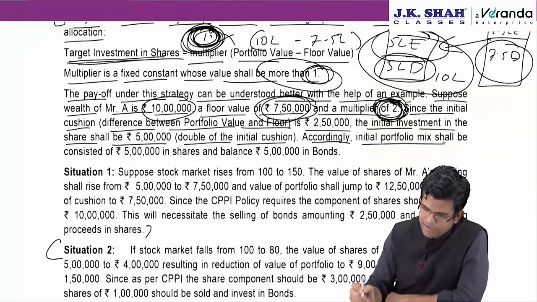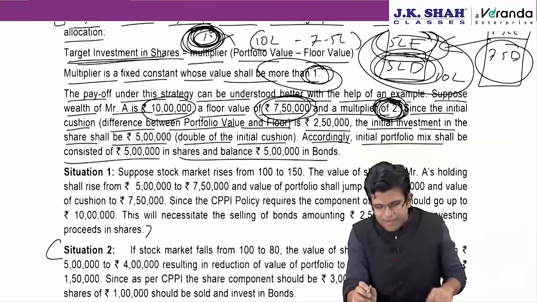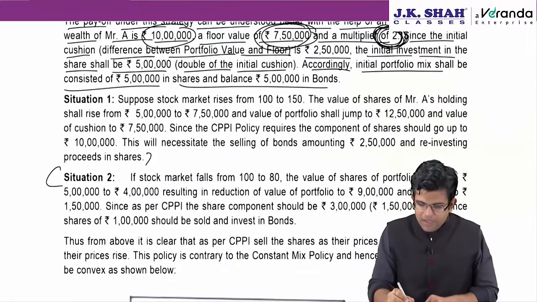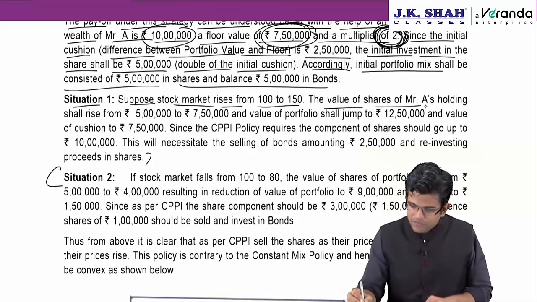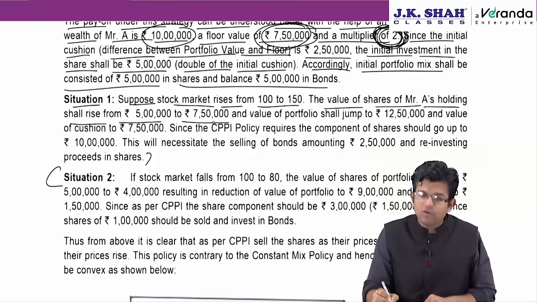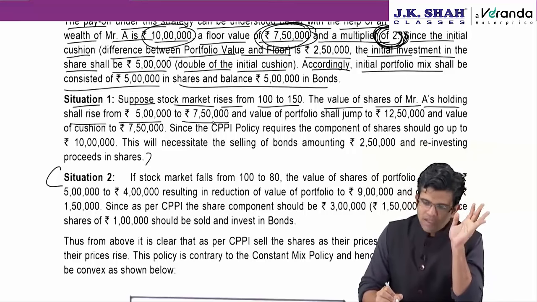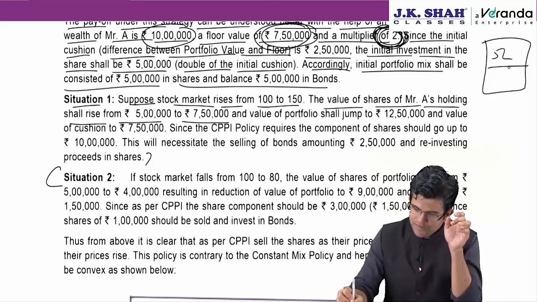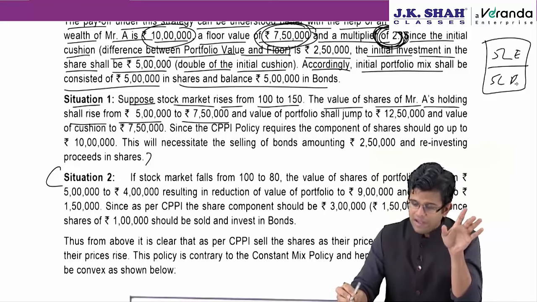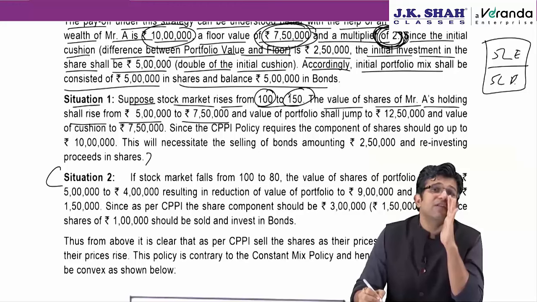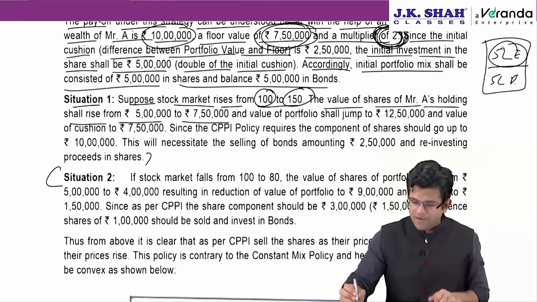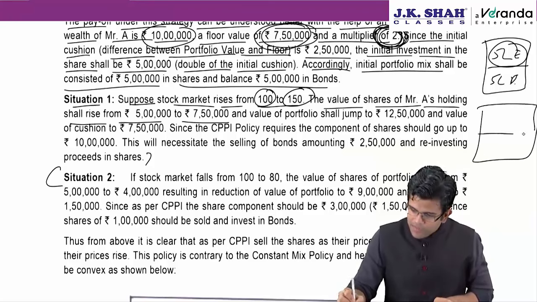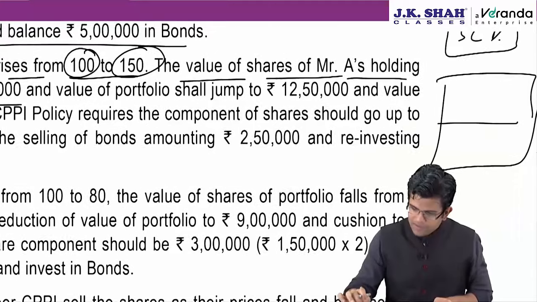Next they are saying accordingly the initial portfolio mix shall consist of 5 lakh equity and the balance 5 lakh in debt, that is bonds. Situation 1. Suppose the stock market increases from 100 to 150. The value of the shares of Mr. A's holding shall rise from 5 lakh to 7 lakh 50. How? Students, see. Earlier it was 5 lakh equity, 5 lakh debt, correct? Now do you realize the equity is experiencing a 50% rise? A 50% rise means 5 lakh plus 50% will obviously be 7 lakh 50. So do you realize now that my portfolio will appear something like this.